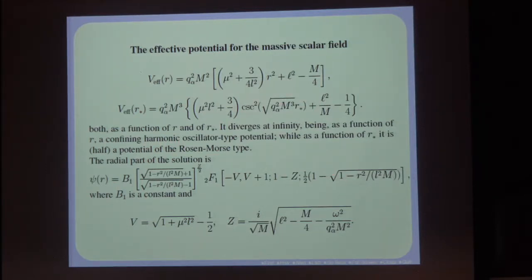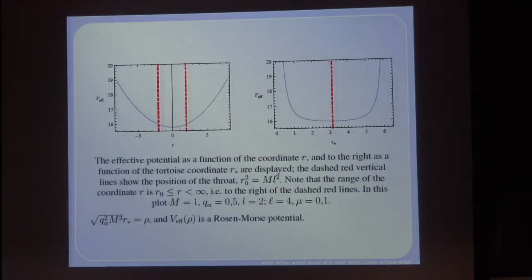So we can solve in an exact way the equation for the perturbation. This is the solution, and the most interesting part, of course, are the eigenvalues. I'm depicting here the potentials. When seen in terms of the L coordinate, it's like a harmonic oscillator potential, and these red lines are the throat of the wormhole. When we put the potential in terms of the tortoise coordinate, or the rho coordinate, that is proportional to the tortoise coordinate, we see the form of the Rosen-Morse potential, and this is the throat, right?